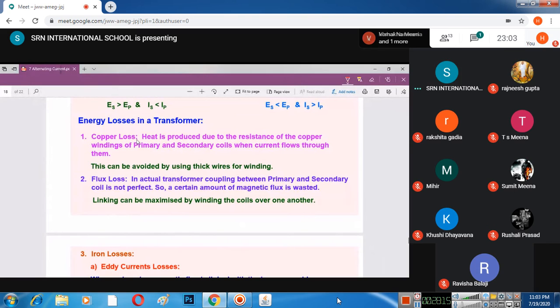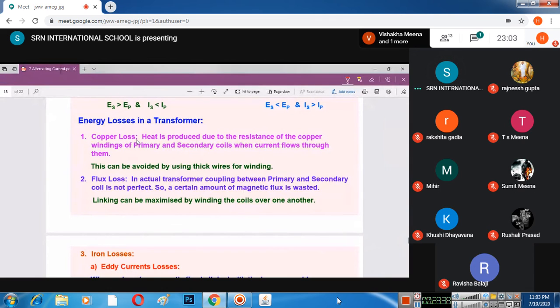As we increase the amount of current in the transformer, the heat loss will also increase. Because copper wires have low resistance, the current will increase, and according to Joule's law, if current increases, then heat will also increase. I squared R is the formula for heat.